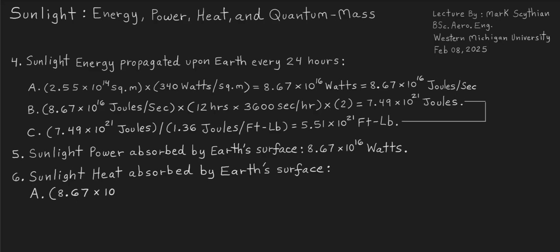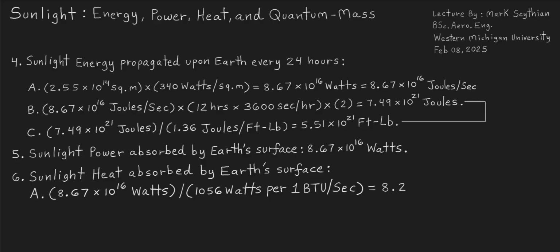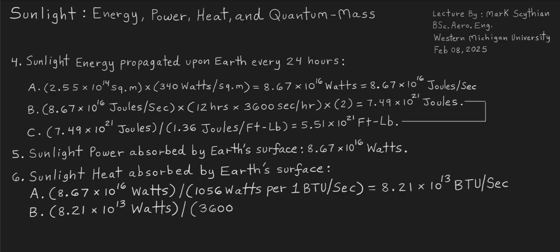And then number 6, we have sunlight heat absorbed by Earth's surface. So we measure that in either BTUs per second or BTUs per hour, or calories per second or calories per hour. So we'll use the BTUs per hour and calories per hour heat absorbed by the Earth's surface. So we're assuming this is a sky clear, no clouds day. So this would be like the maximum exposure.